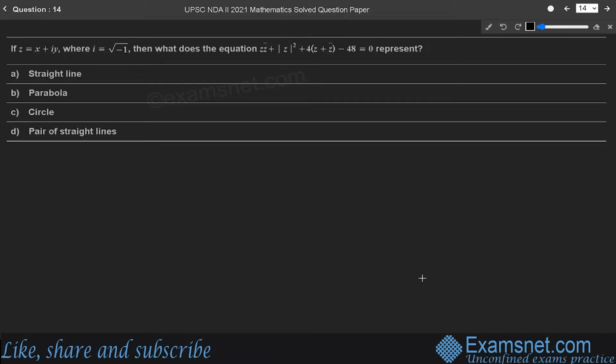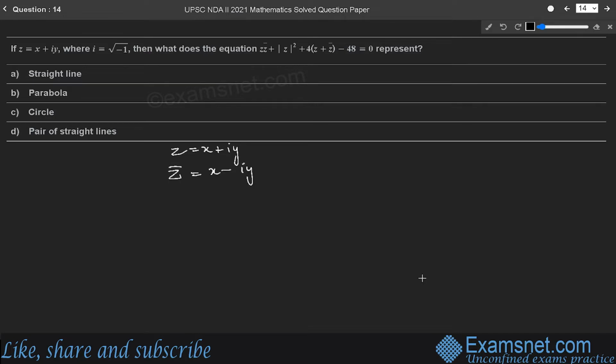Next question is, if z is equal to x plus iy, where i is equal to minus of under root 1, then what does the equation z bar plus modulus of z square plus 4 into z plus z bar minus 48 is equal to 0 represent? Means we have to find whether the given equation represents a straight line, parabola, circle or a pair of straight lines. It is given that z is equal to x plus iy. Therefore, z bar will be equal to x minus iy.